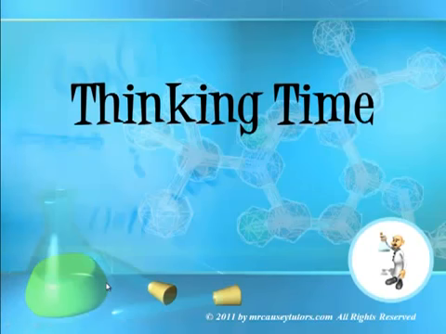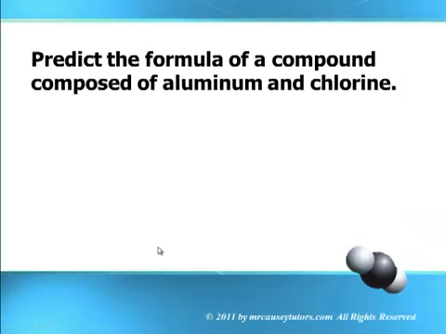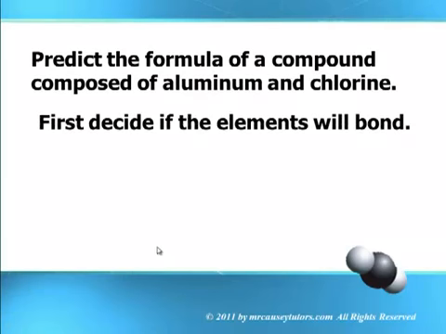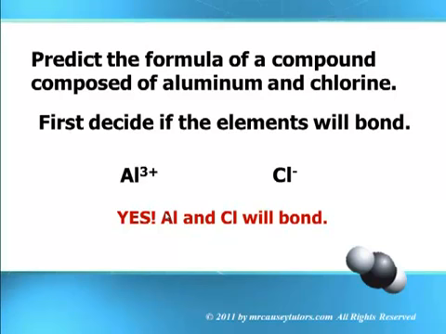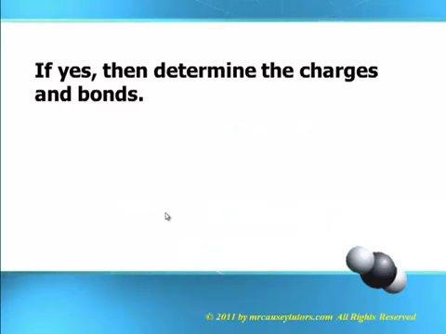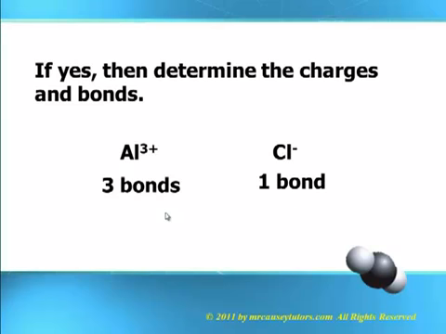Thinking time. Predict the formula of a compound composed of aluminum and chlorine. First, decide if the elements will bond. Well, that's a positive and a negative, and we know opposites attract, so of course it'll bond. If yes, then determine the charges and bonds. Well, we already did that. 3 bonds. 1 bond. Just need 3 chlorines to make it work.